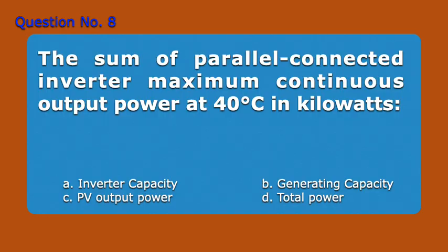Question number 8. The sum of parallel connected inverter maximum continuous output power at 40 degrees Celsius in kilowatts. A. Inverter capacity. B. Generating capacity. C. PV output power. D. Total power. Answer: B. Generating capacity.